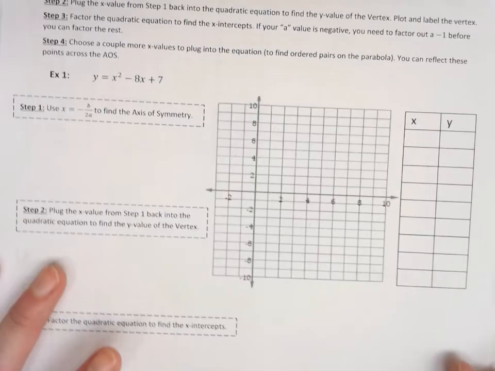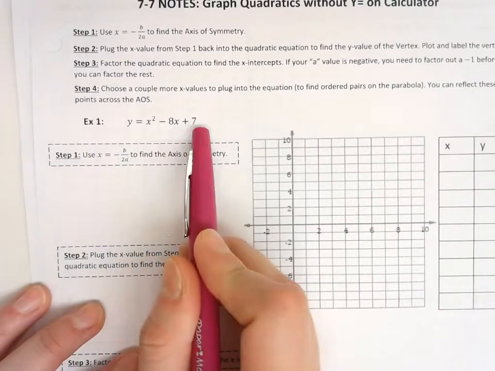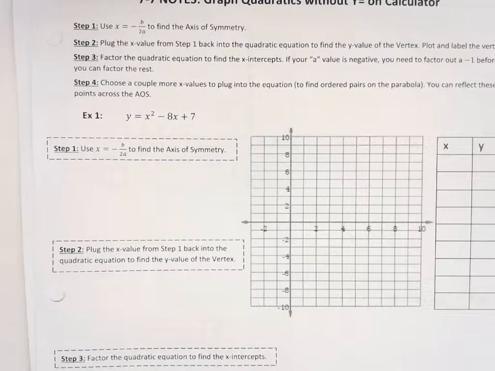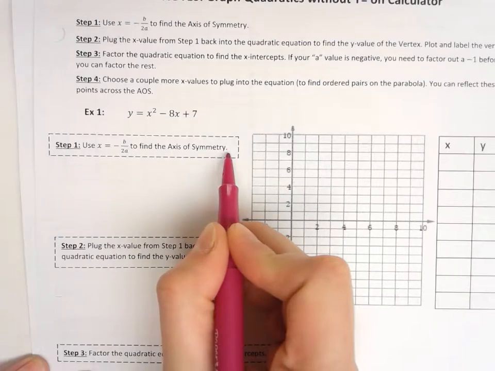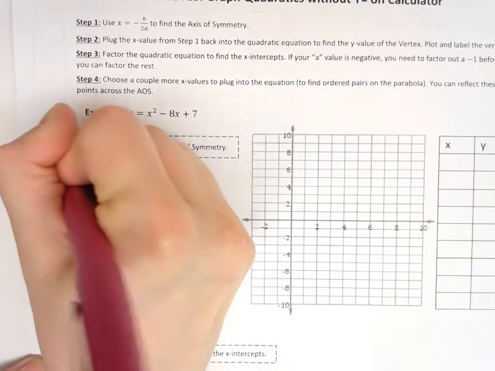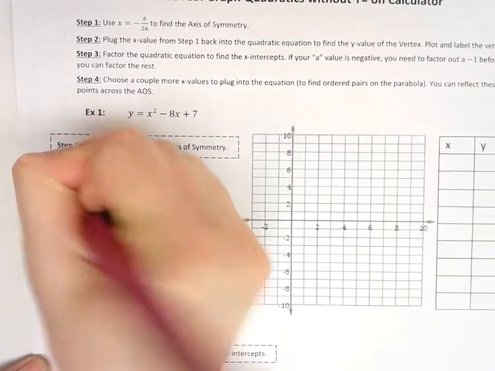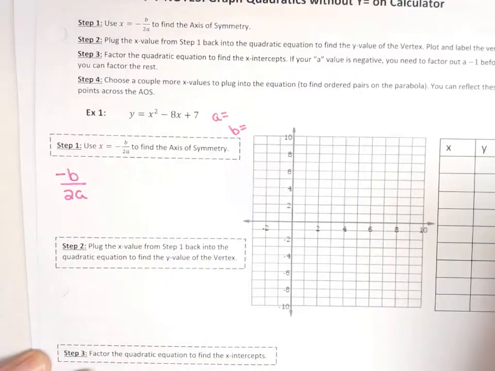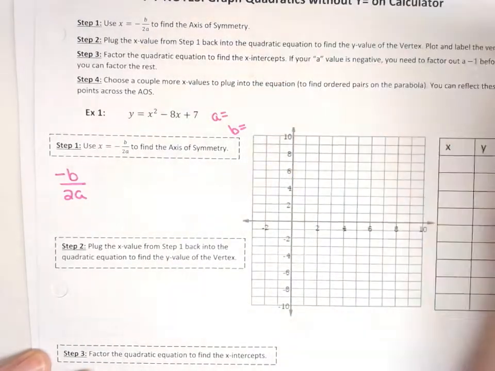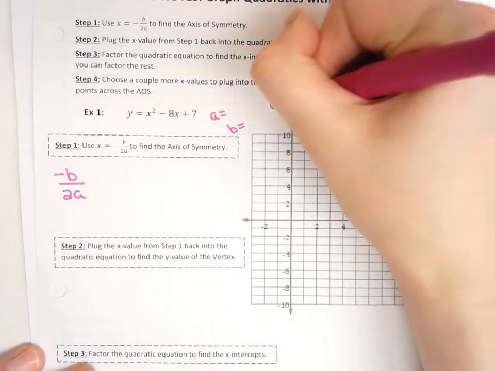Okay, we are going to learn how to graph quadratic equations without using the y equals feature on your calculator. So the first thing that we want to do is find our axis of symmetry, and we're going to use the equation negative b divided by 2a. So I need to find my a value and my b value of that equation, and if you want to, you can go ahead and write down the c value as well.